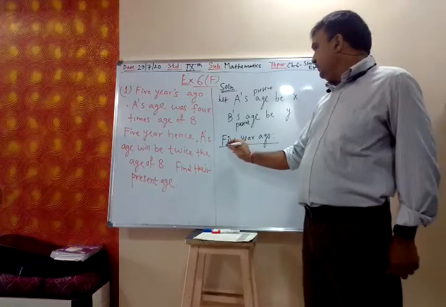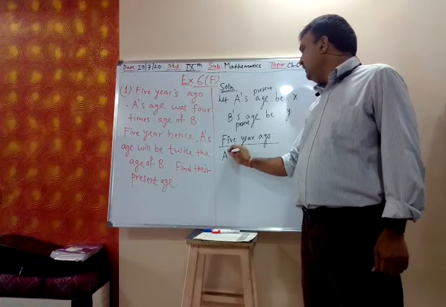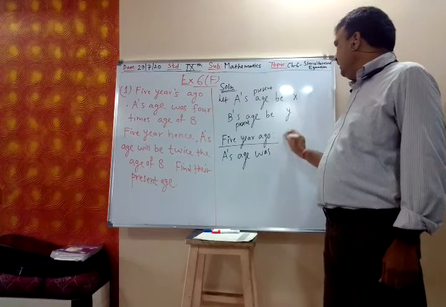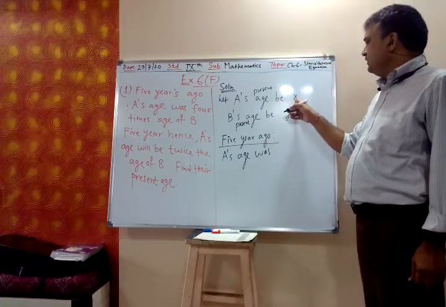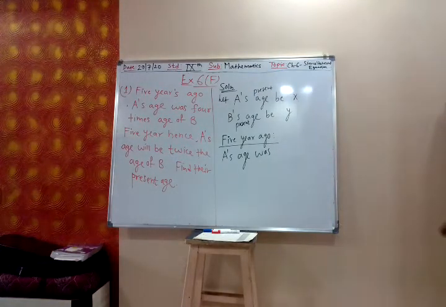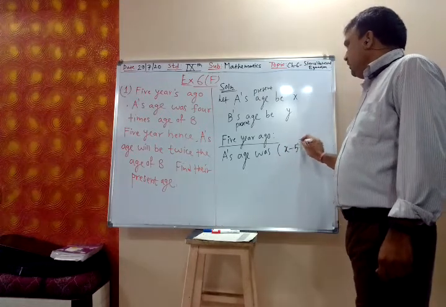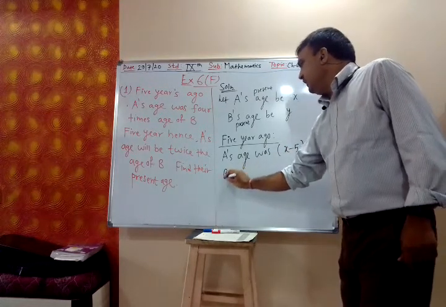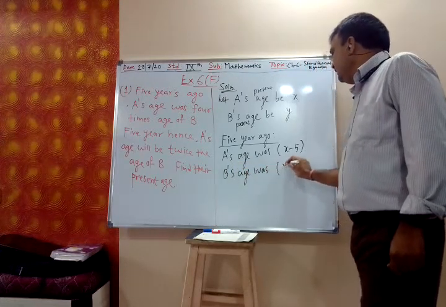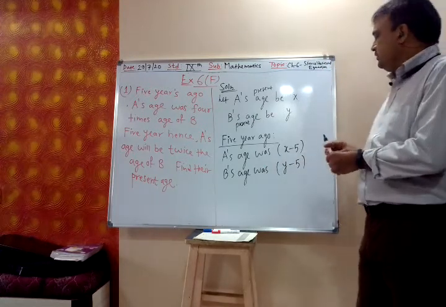So 5 years ago. Ago means before. A's current age is X. So 5 years ago, A's age will be X minus 5. And B's age 5 years ago was Y minus 5. So 5 years ago, A's age was X minus 5, B's age was Y minus 5.